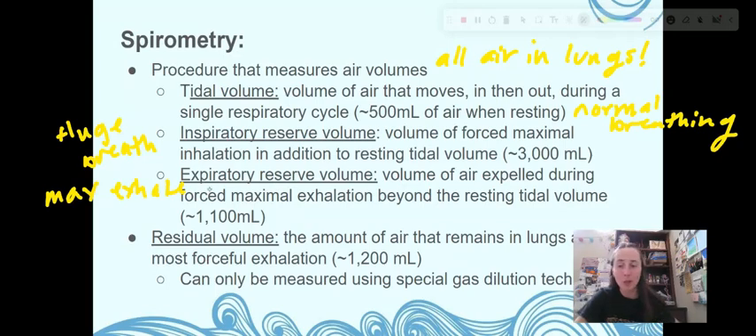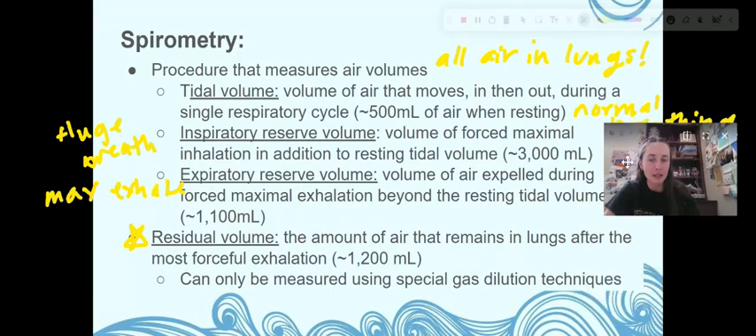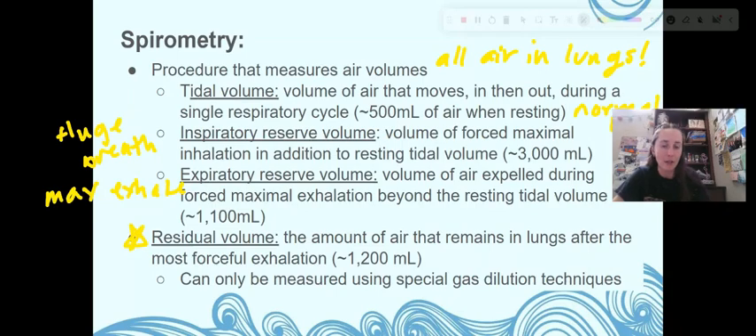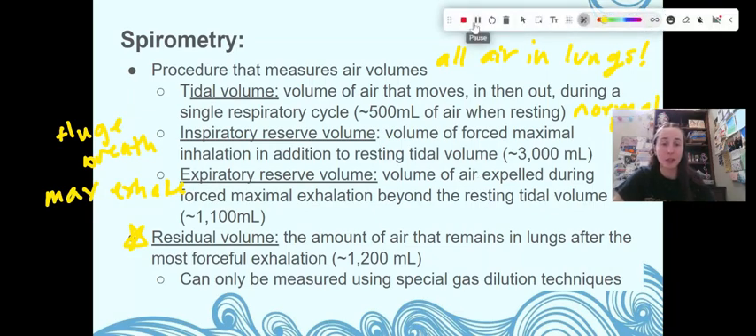There will always be a little bit of air left. That's called the residual volume. We don't have the tools to measure that in class, but that's just the amount of air that's remaining in your lungs after you've forced out the biggest exhale of your life. So there's always still going to be a little bit of gas there.